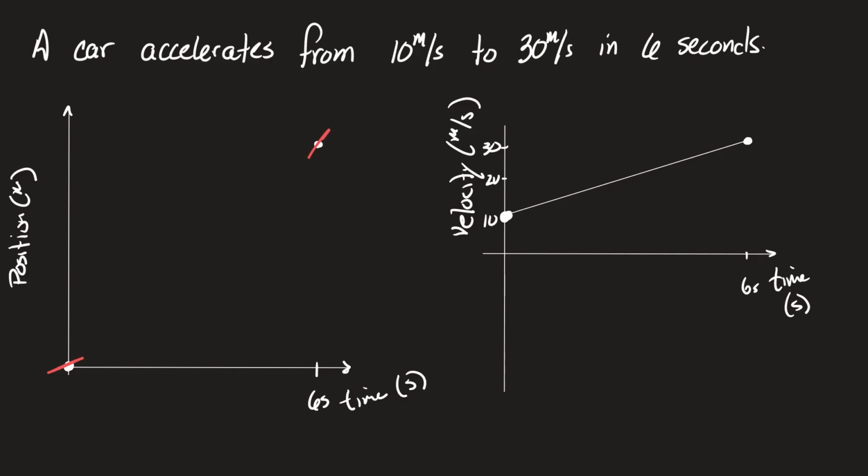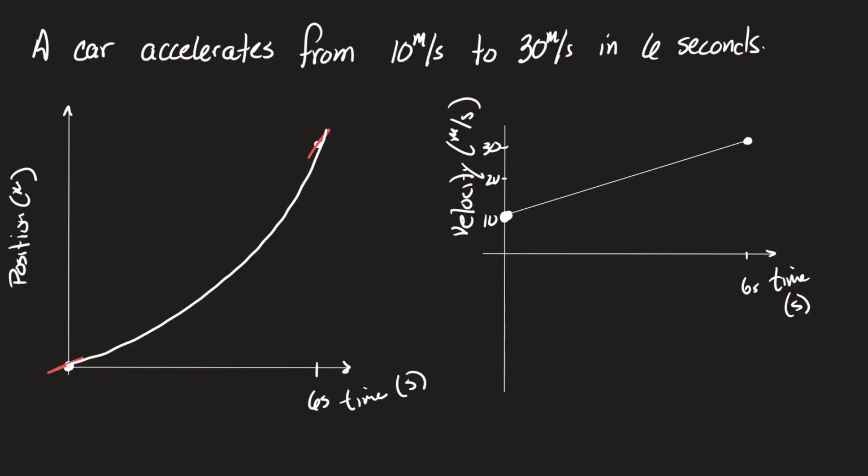I don't really know where to put this dot because I don't have a range over here because I don't know how far the car's gone or how far it's traveled. And that's okay though. We're just making a sketch. So again, a smooth curve to connect the two. I don't really like that curve, so I like that one better. So that's our smooth curve to connect the two.